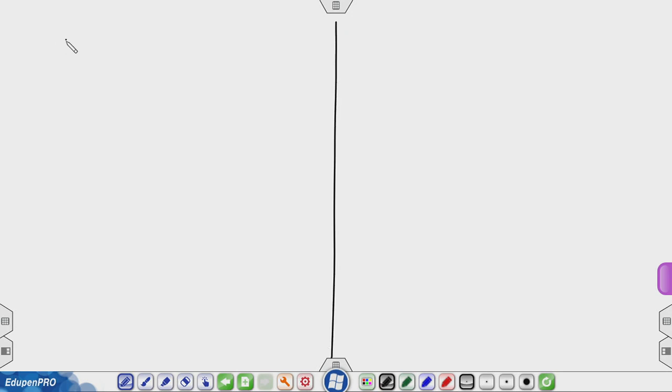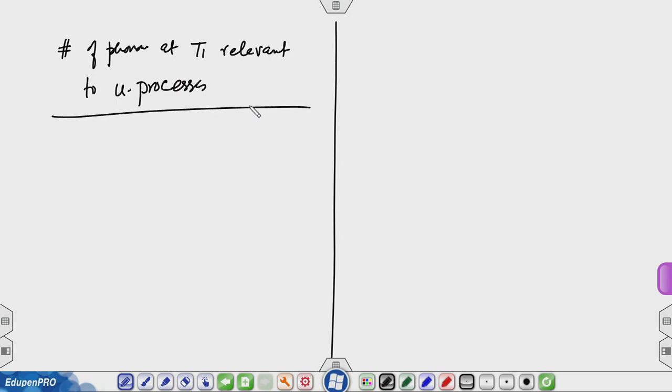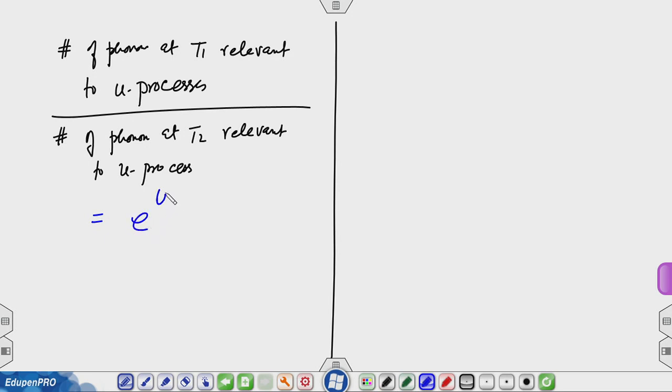So you're finding the number of phonons at T1 relevant to U processes divided by the number of phonons at T2 relevant to U processes. And this we have written is e raised to theta d by 2 times 1 over T2 minus 1 over T1, which is e raised to 150 times 1 over 20 minus 1 over 100 for the numbers given, and this comes out to be equal to 403.